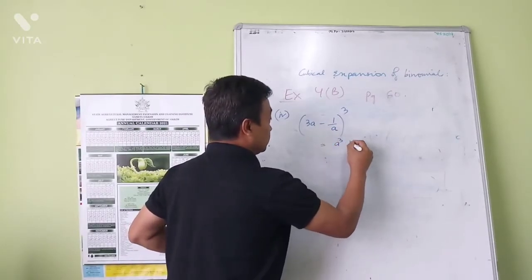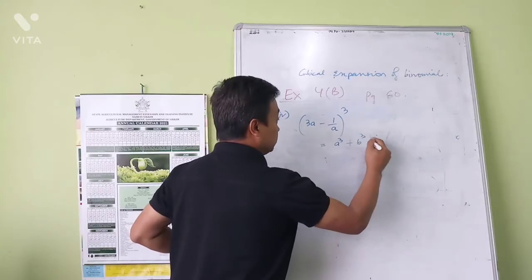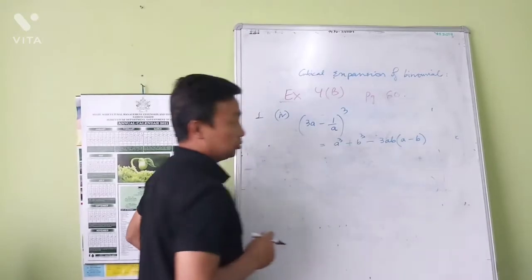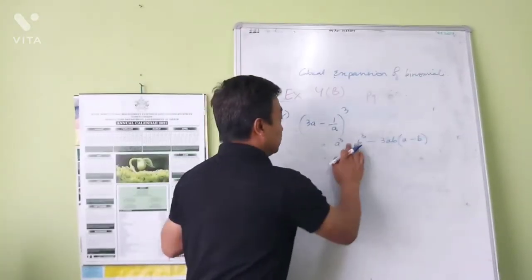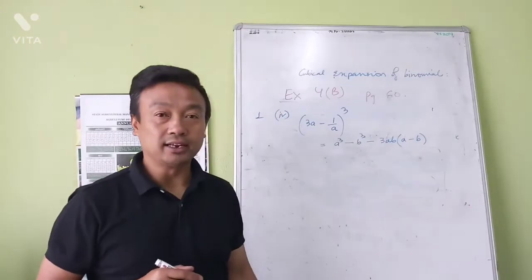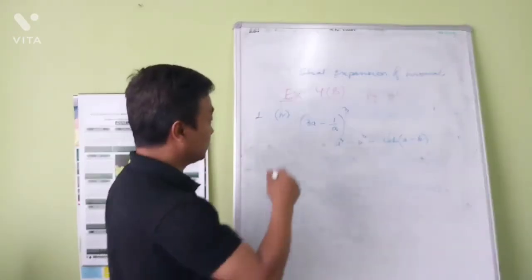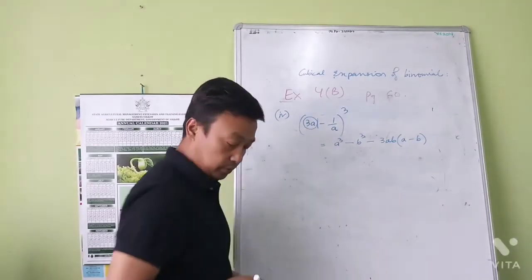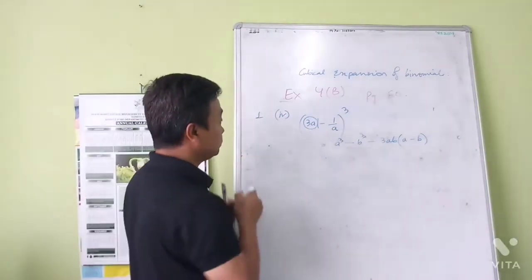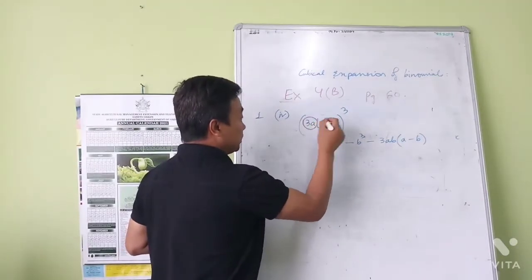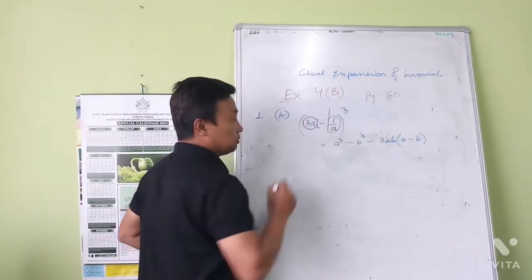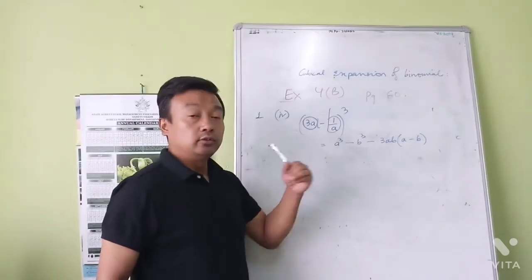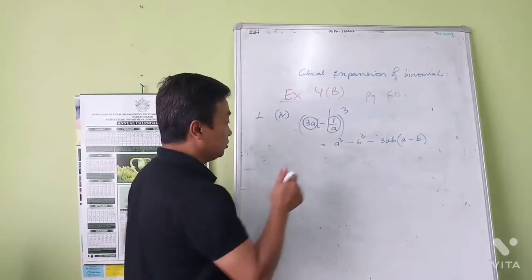It is a cube minus b cube minus 3ab bracket open, a minus b bracket close. So this is the formula that you have learned for (a minus b) whole cube. Alright, so now look at a. What is in place of a here? You have got 3a. So this is how you have to substitute here now. See, a is replaced by 3a and b is replaced by 1 upon a. So wherever you see a, you have to simply replace it by 3a. So it will be like this.